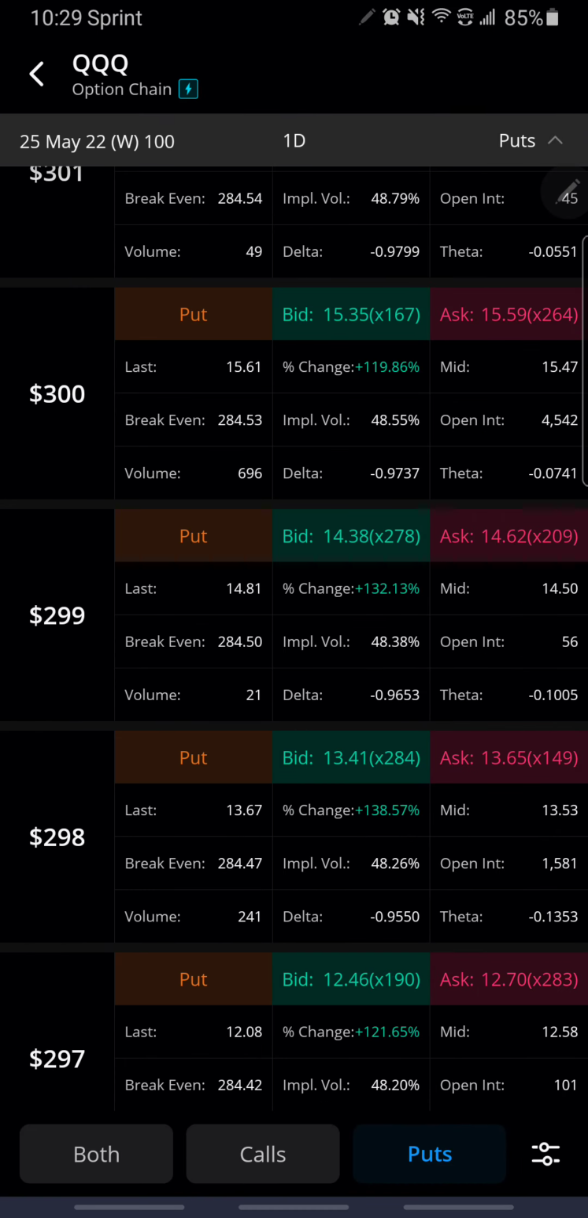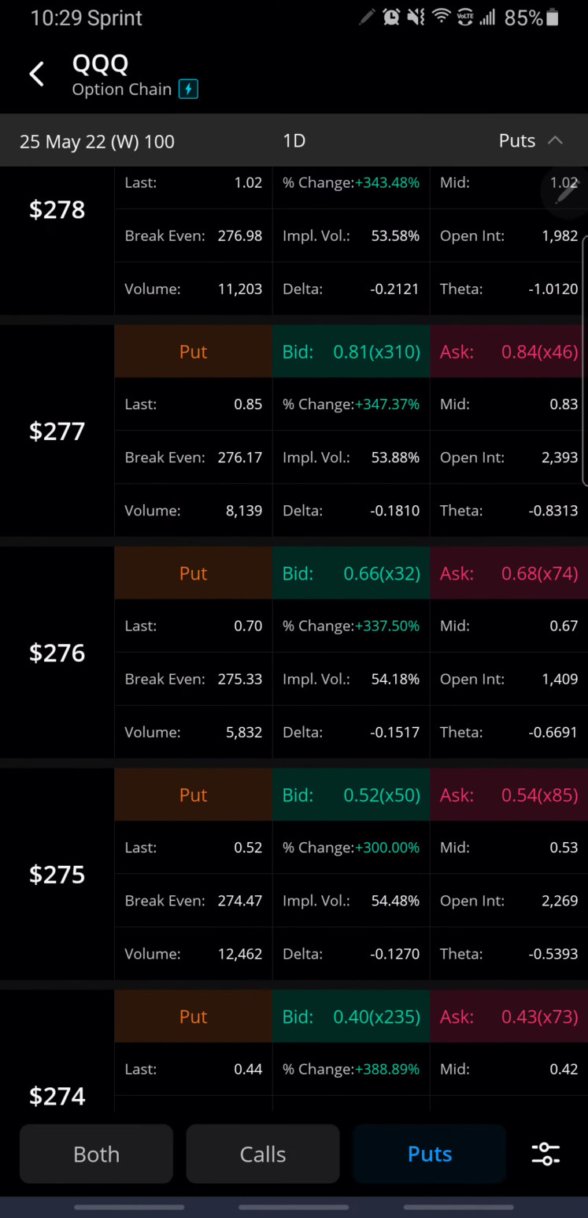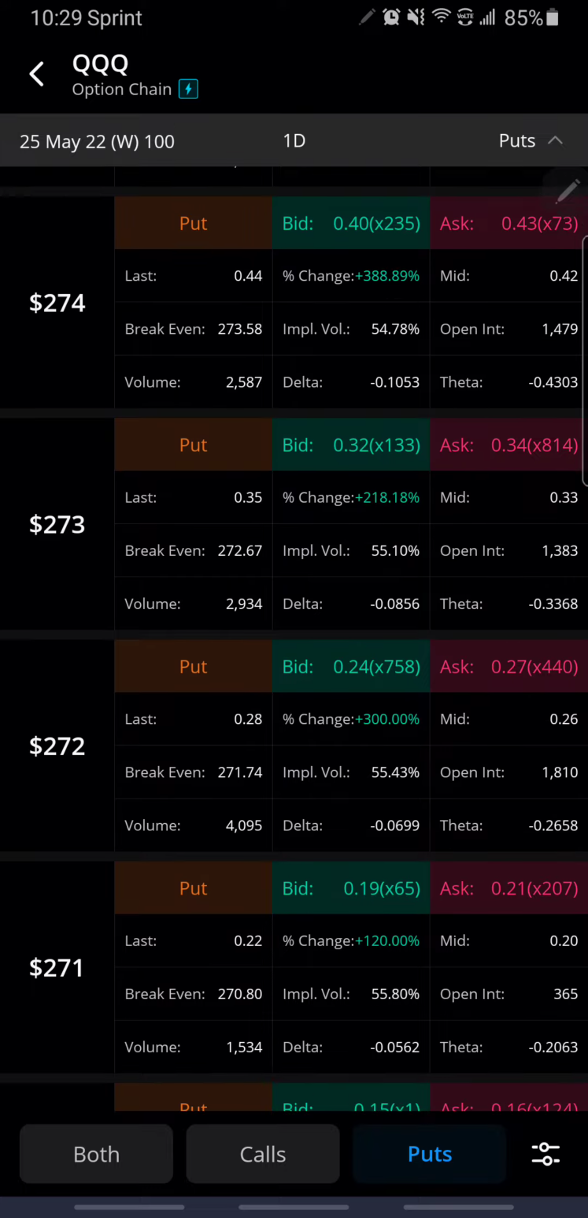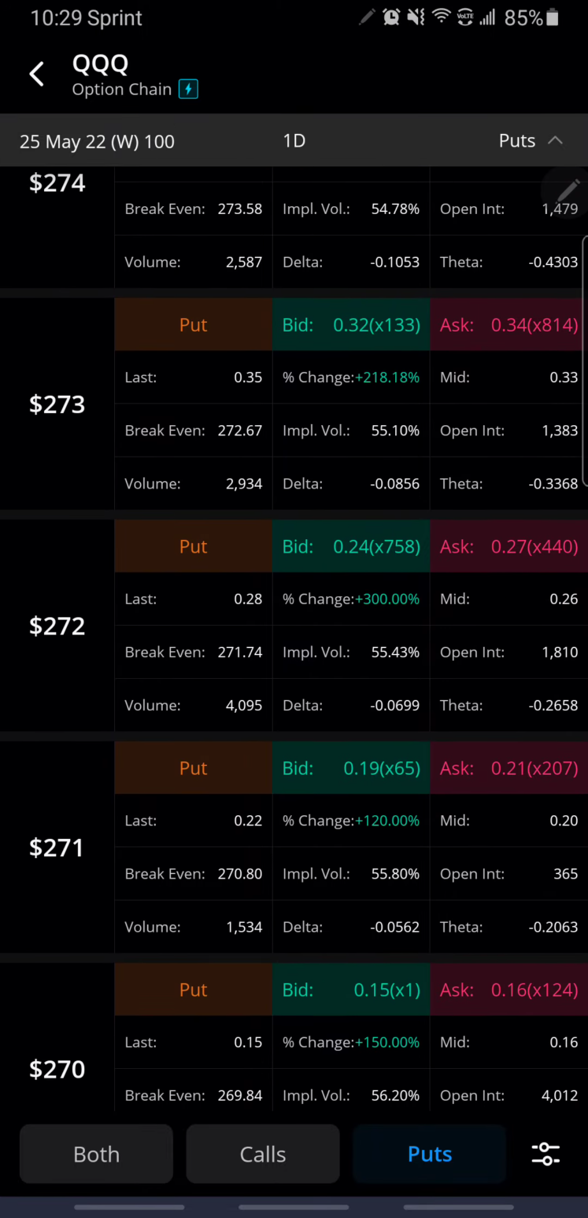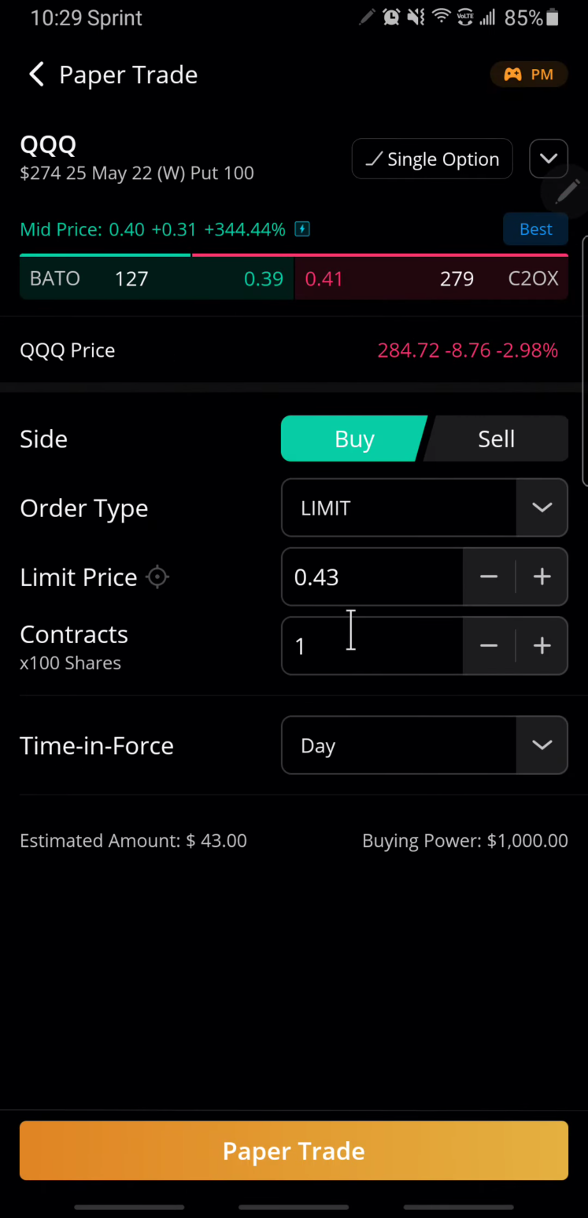So in that case, okay, let's go here. I still want the puts on QQQ. I haven't changed on that, even though it's going sideways. So tomorrow's expiration, the 25th. With my 1K, I click on the ask price, the buy ticket comes, and the contract is going for 41 cents max.